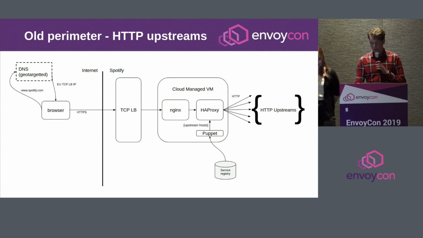Another thing to note is that we use Puppet for doing service discovery. So basically, if you spawn up more instances for your backend cluster, they would be registered in our service registry, and then on each Puppet run, Puppet would populate the HAProxy configuration with new hosts.